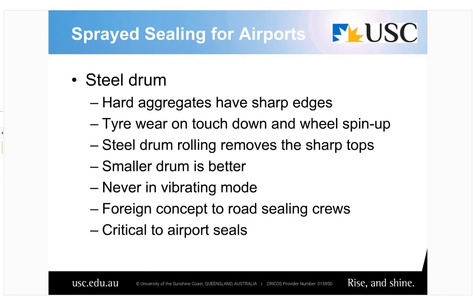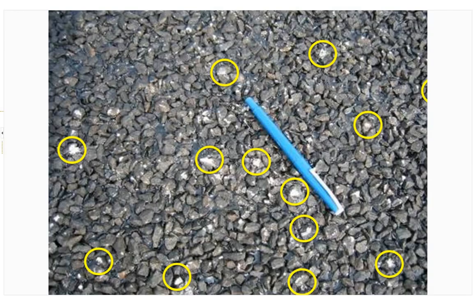A typical spray sealing crew will shake their head at this whole idea of steel drum rolling and think you've been smoking happy weed, but I assure you it's a critical thing for spray sealing airports. Here's an example of the outcome. That picture is a bit fuzzy, but we'll just have to bear with it. I've put yellow circles around all the stones that would have been sitting proud and had sharp edges, and they've just been knocked off. So the stones haven't been completely pulverised. We've just knocked the tops off them. And again, a completely fine idea.